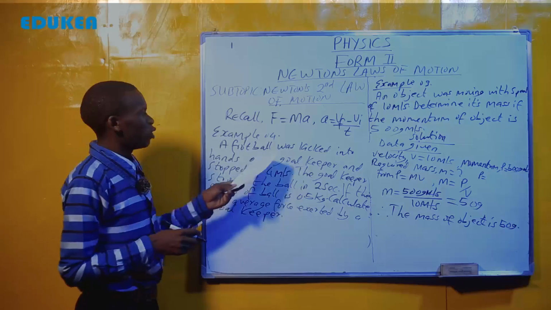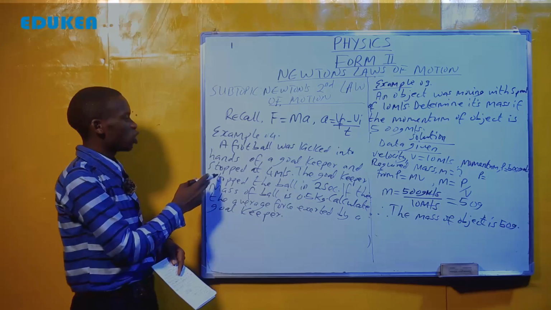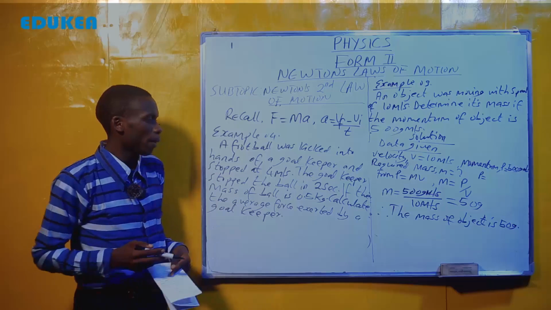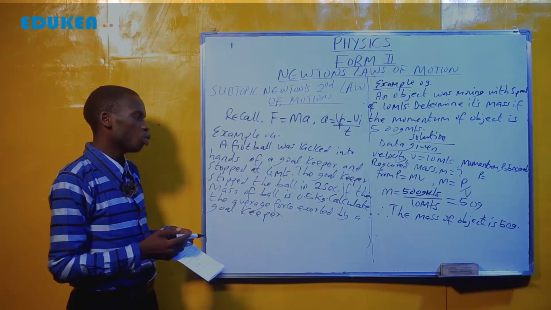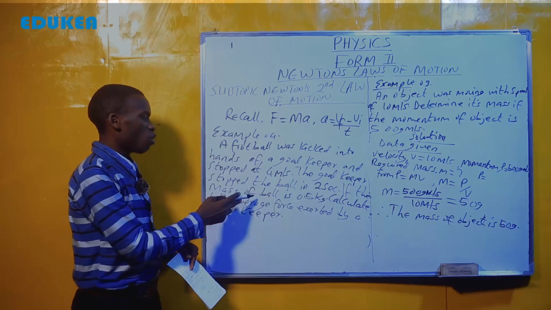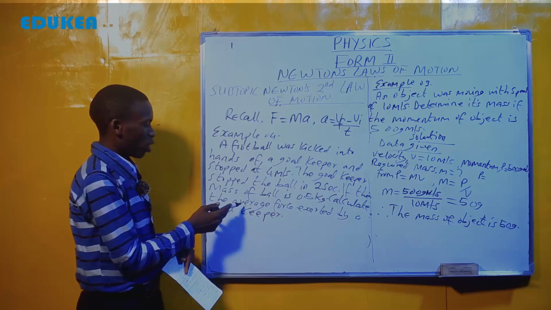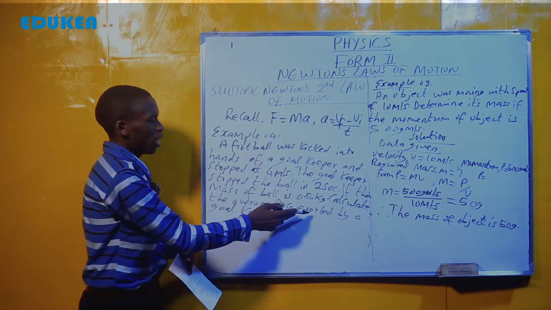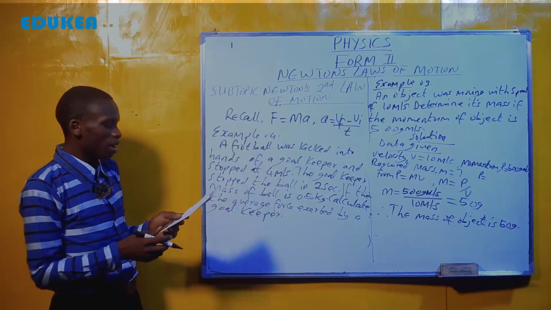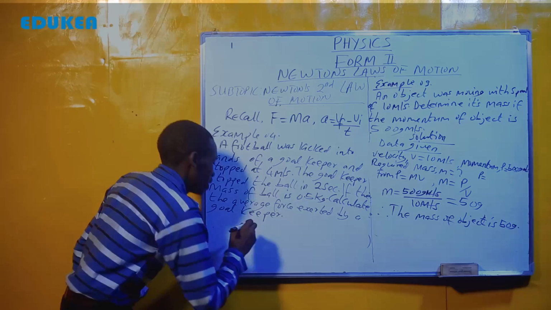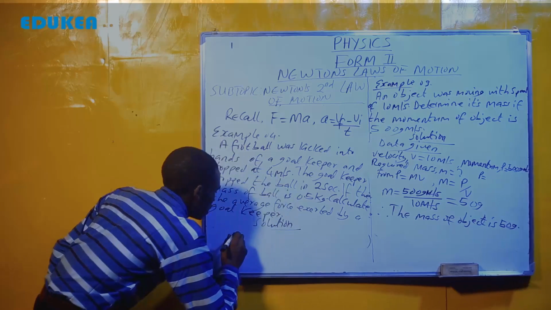For the given: a football was kicked into hands of a goalkeeper and is stopped at 4 meters per second. The goalkeeper stopped the ball in 2 seconds. The mass of the ball is 0.5 kilogram. Calculate the force exerted by a goalkeeper. From there, first we have to write data. So solution, write data.